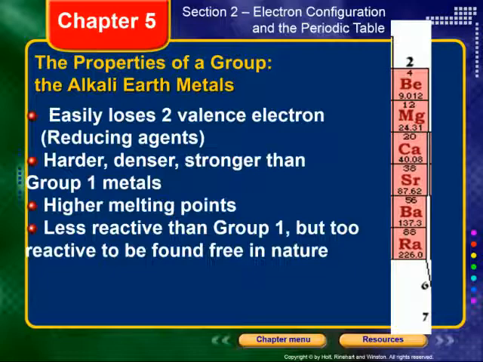These elements in general are harder, denser, and stronger than group 1 metals. They also have higher melting points, and those 2 things are actually pretty related. They are less reactive than group 1, but they're still very reactive. They're too reactive to be found in nature on their own. You never find a pure sample of calcium. It's always going to be bonded with something because it will have reacted long ago.